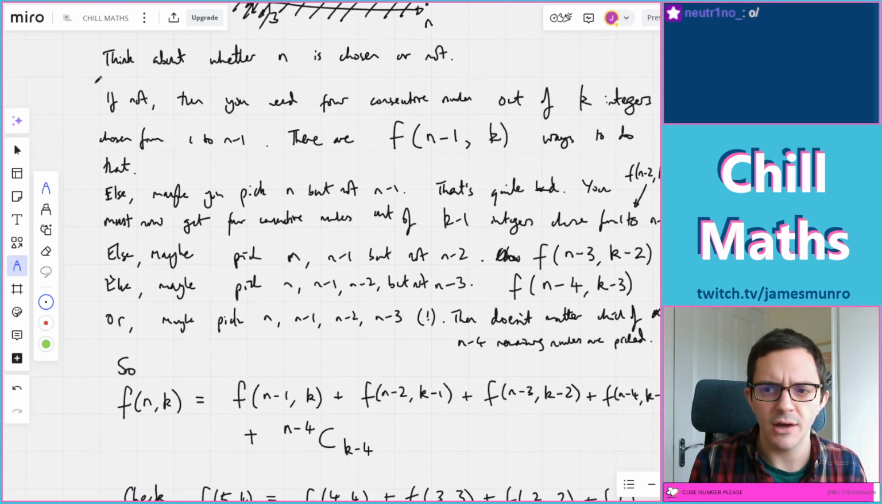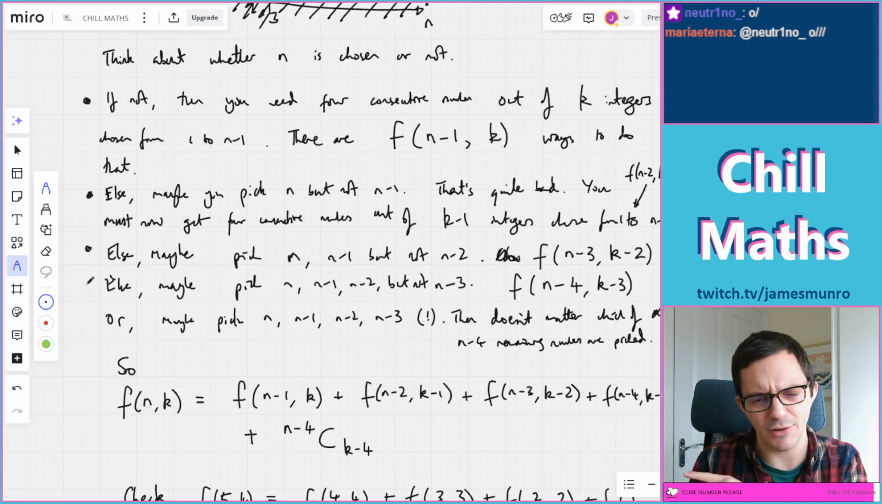Here they are. If it's not chosen, then you got this. Hello Neutrino, hello Mary, hello Mountain Ash. Else you might pick this. Actually, we were thinking about N, thinking about the other end, I remember now.